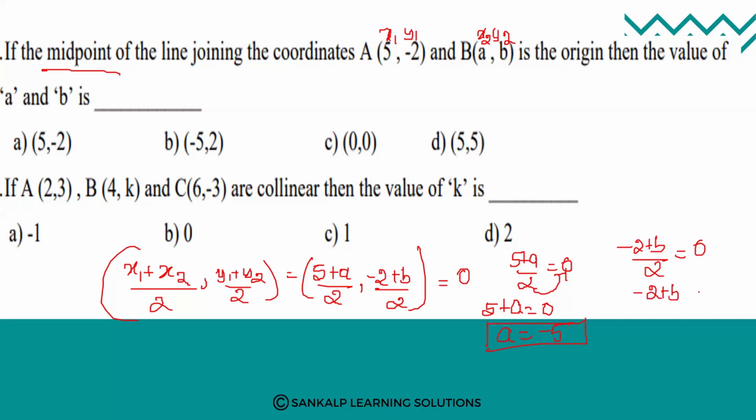Minus 2 plus B is equal to 0. Transfer this 2 to this side. B is equal to 2 you will get. That means coordinates are minus 5 and 2. Where is the option minus 5 and 2? It is in option B. Therefore option B is right. Minus 5, 2. Next one.